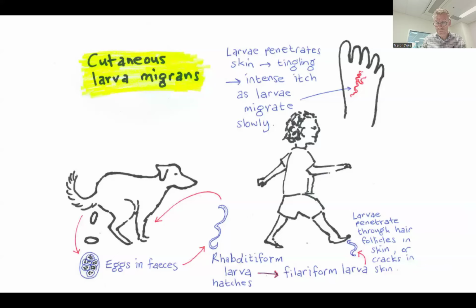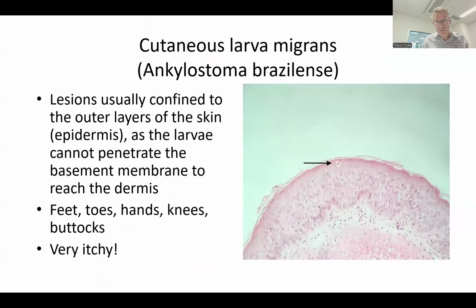It's a rash that you can see relatively commonly, and you can diagnose it clinically. It's always confined to the outer layer of the skin, the epidermis, as the larva can't penetrate through the membrane into the dermis. It's very, very itchy, so the rash is often secondarily affected by the child itching the lesion, usually in the feet, the toes, the hands, the knees, the buttocks, areas where there might be direct contact with the contaminated soil.